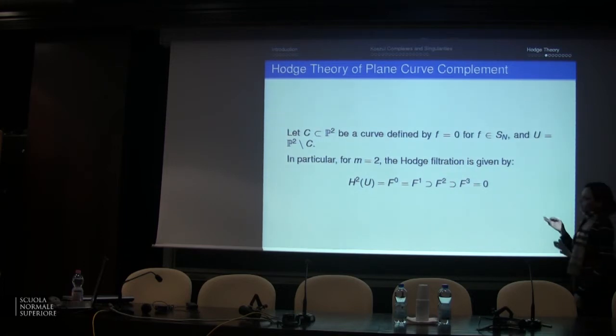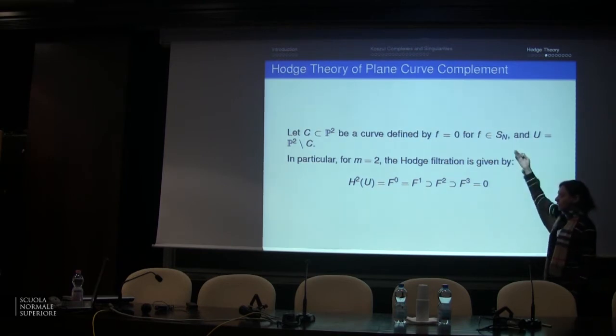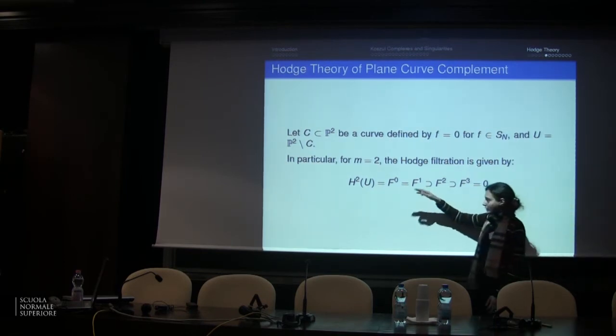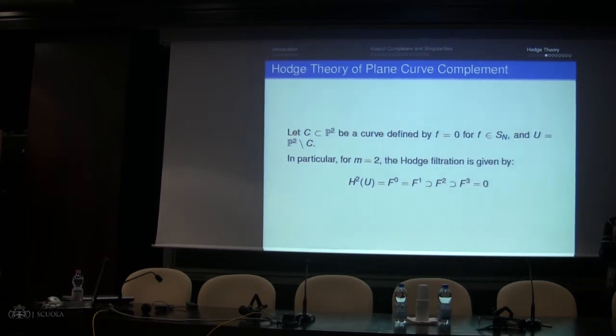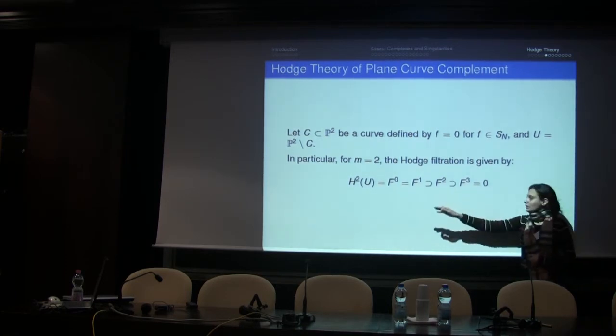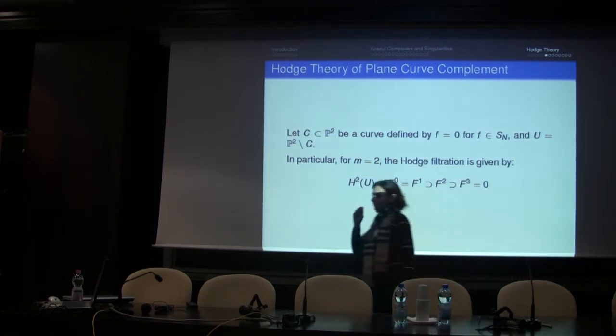And in this case, we can prove, using the theorem and also using other things like hypercohomology, that the Hodge filtration is given by this. And so we are interested in finding the dimensions of the graded piece, of the graded associated group of this filtration. So we prove this theorem.